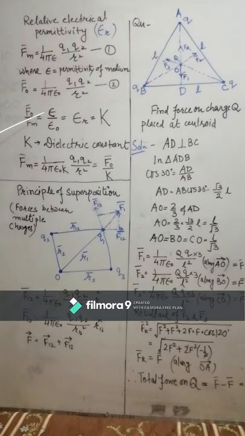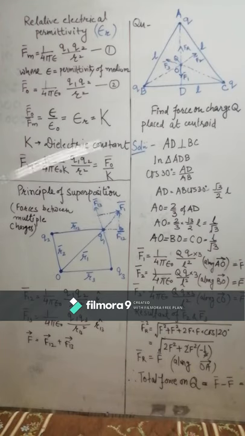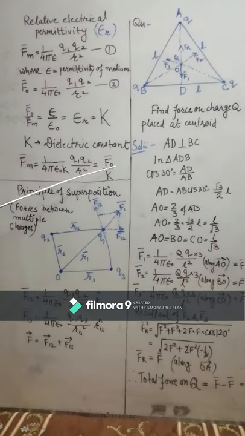Now, if we put the value of epsilon in equation number 1, what we will get? Fm is equal to 1 by 4 pi epsilon naught k, you see, epsilon is equal to epsilon naught k, Q1 Q2 by r square, which is equal to F0 by k. So if two charges are kept in any medium with dielectric constant K, then force becomes 1 by K times. Means force becomes lesser than the force between two charges when they are kept in vacuum. So this is about relative electrical permittivity.